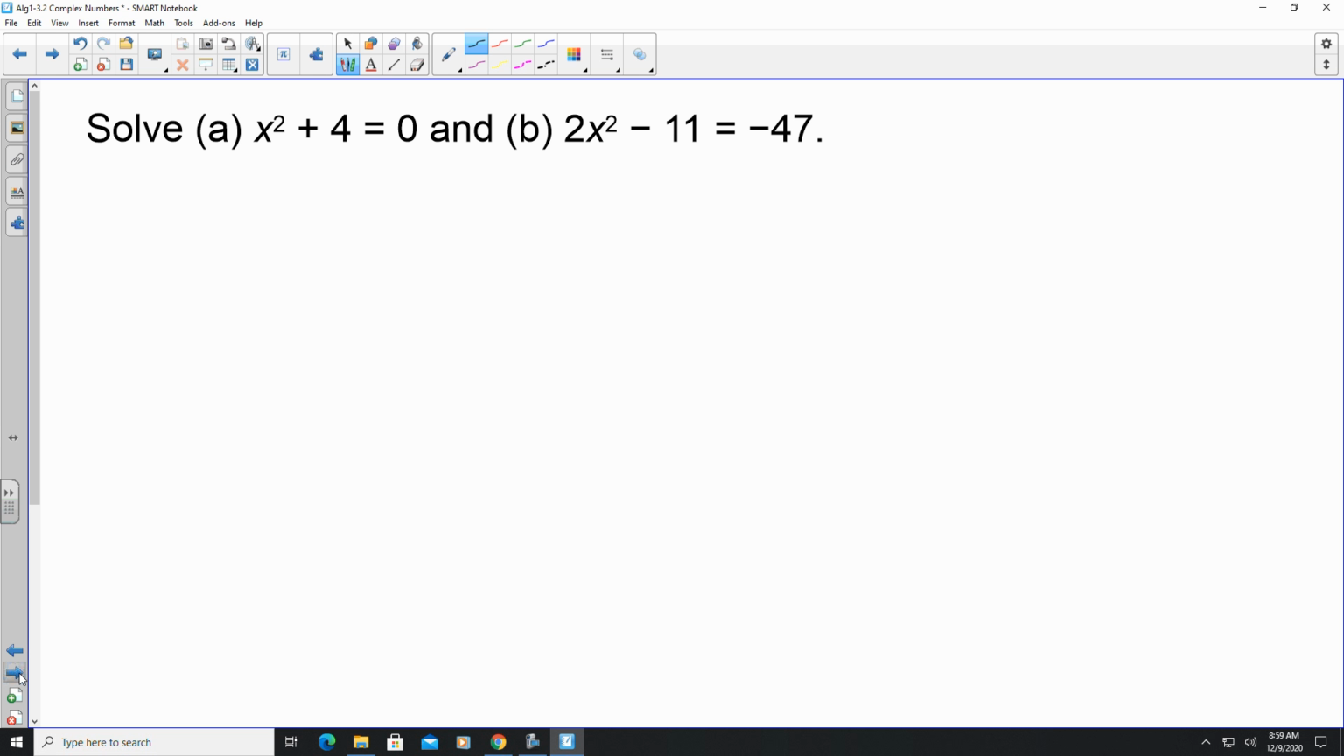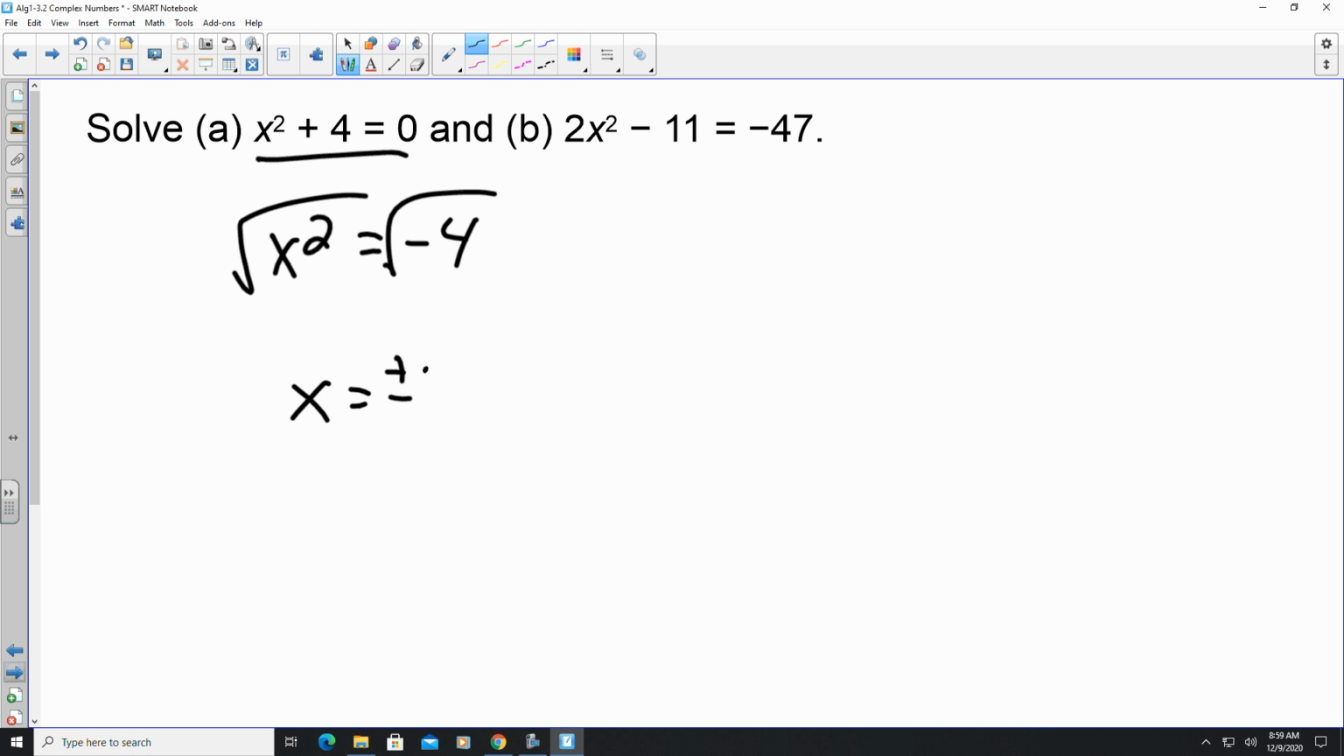All right, so now here they're asking us to solve the equation. For A, we have to isolate essentially the x squared. So this is going to be x squared is equal to negative 4. I get to take the square root here. Now the square root of x squared is x, but now we have the ability to answer a complex number equation, because the square root of a negative number is now going to be plus or minus 2i.